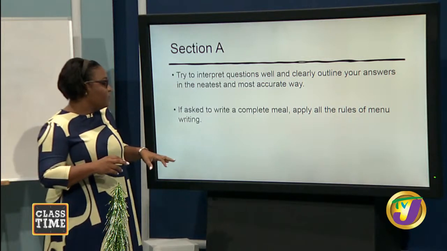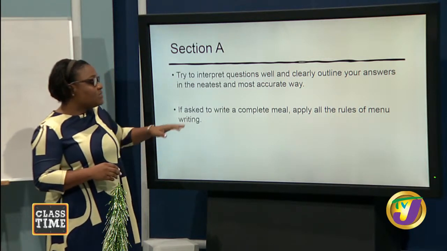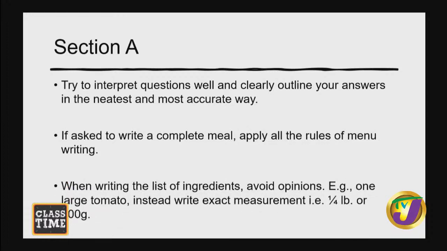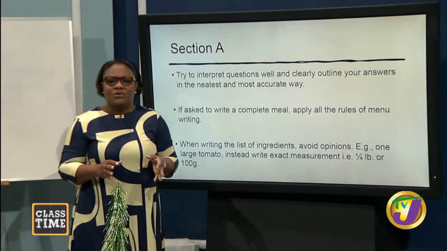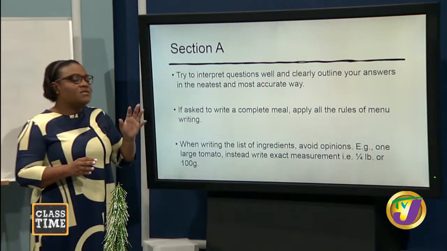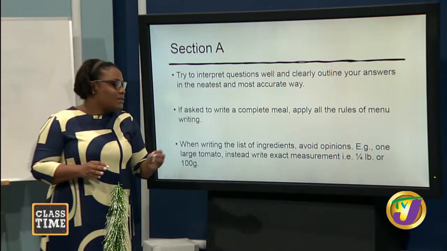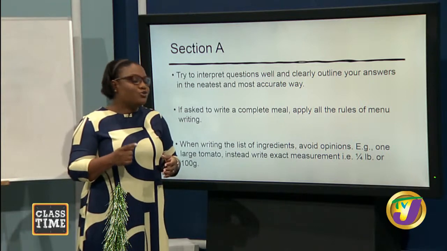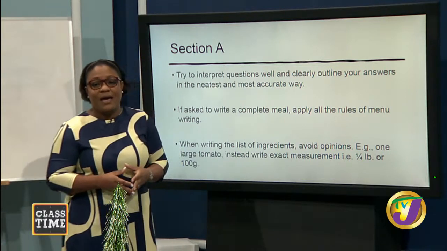It's unique. All right, if asked to write a complete meal, apply all the rules of menu planning on the front, which is the sheet I showed earlier on, the time plan. So when you're writing the list of ingredients, avoid opinions. Don't write one large tomato. Instead, write the exact measurement. Remember I said with quantities. So for example, 1/4 pound or 100 grams.